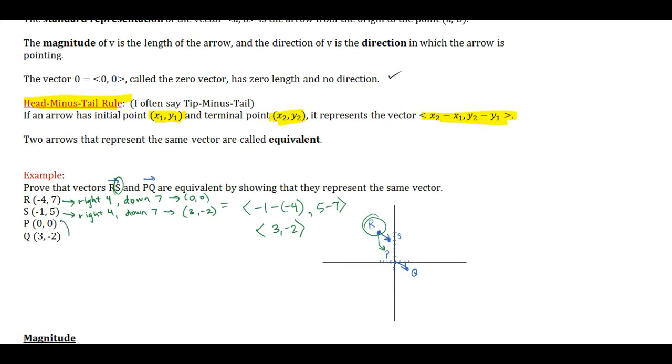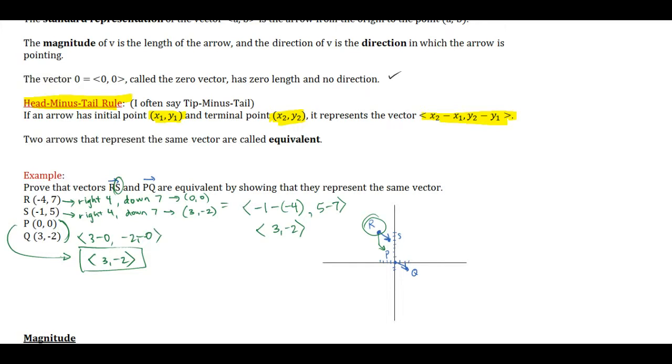Well, since I've already graphed this guy, you already know the big surprise, right? If we do tip minus tail for this guy, we would have 3 minus 0. We would have -2 minus 0. And I would have 3, -2. And that would be the component form of PQ. So each vector would have the same component form, therefore they're equivalent.